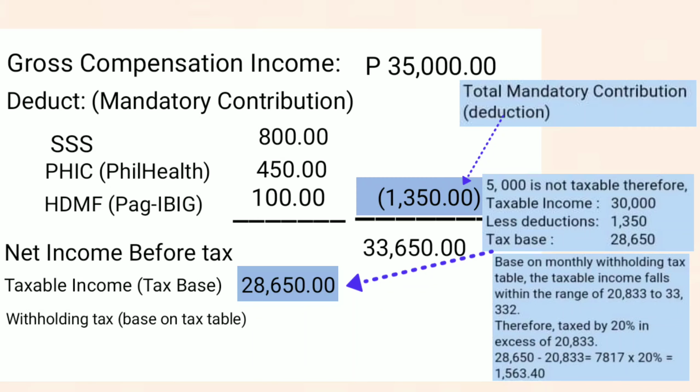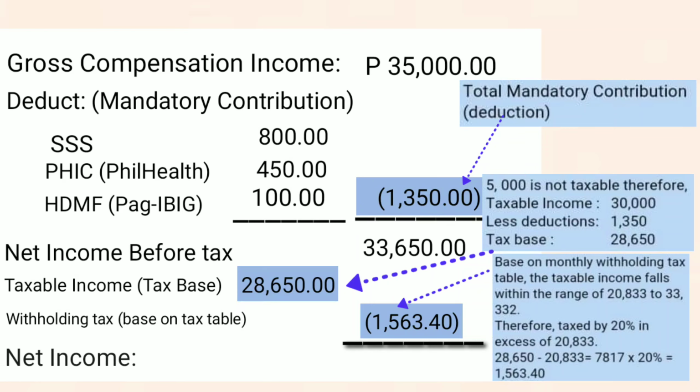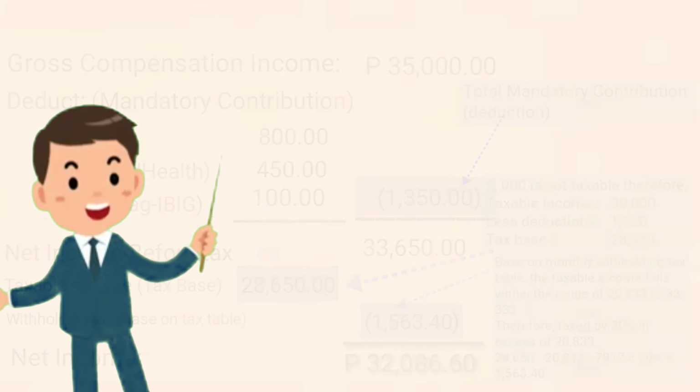20,833. Therefore, 28,650 less 20,833 is 7,817. Multiply it by 20% and we get the prescribed withholding tax of 1,563.40. With this, the net income after tax of employee Y is 32,086 pesos and 60 cents.